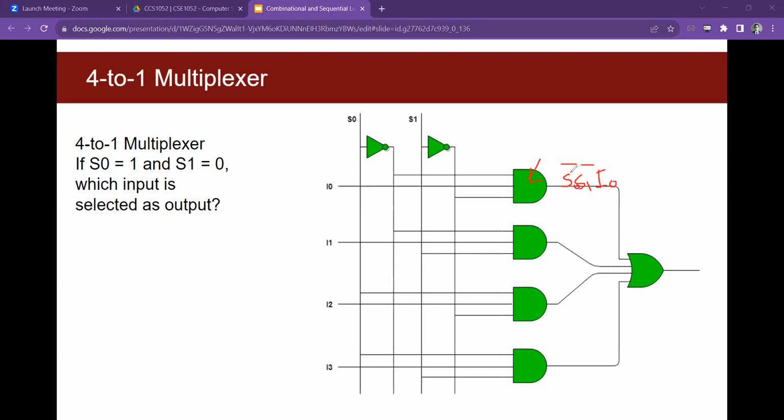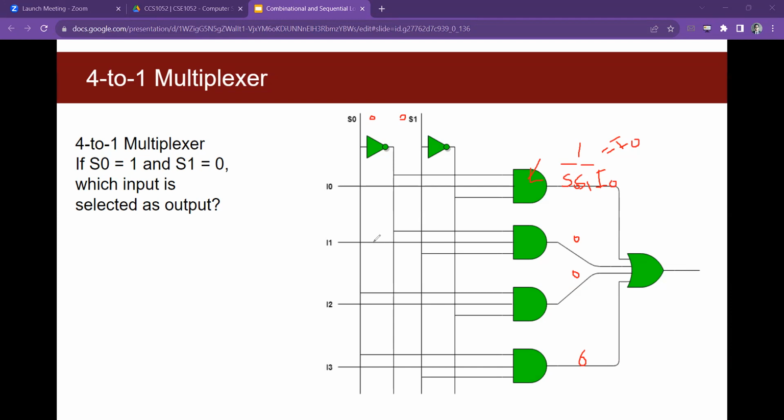So if both S0 bar and S1 bar are true, then what is the output? The output will be I0, right? The other outputs will go to zero. If you draw the truth table and see, or just pass the information, both selection lines are zero. Then this zero means this bar is one, and this zero means this bar is one. Then the output is I0.